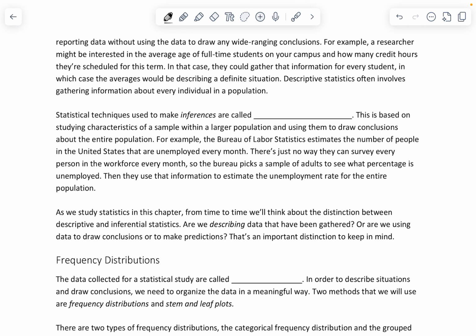For example, a researcher might be interested in the average age of full-time students on your campus and how many credit hours they're scheduled for this term. In that case, they could gather that information for every student in which case the averages would be describing a definite situation. Descriptive statistics often involves gathering information about every individual in a population. Statistical techniques used to make inferences are called inferential statistics.